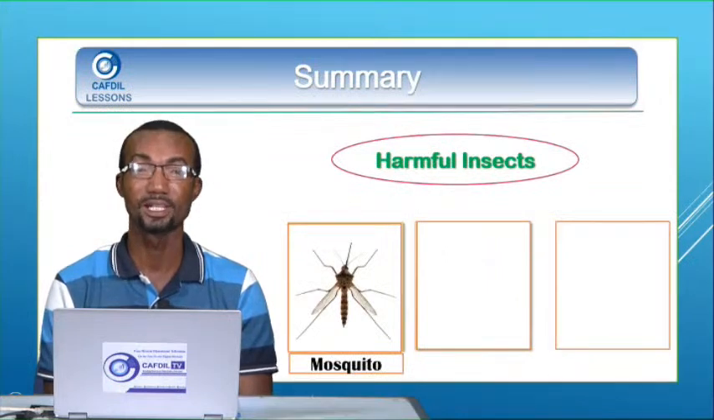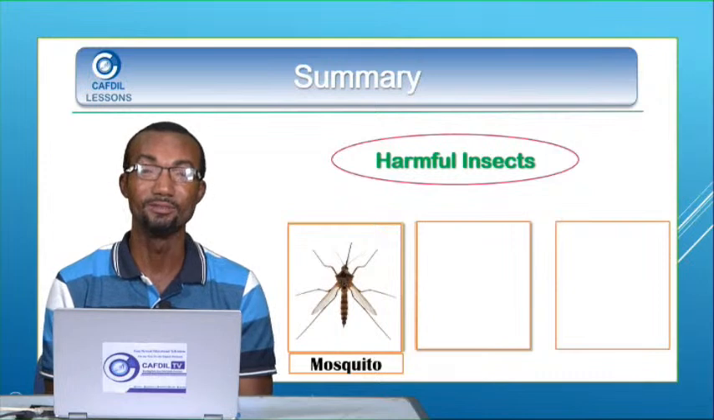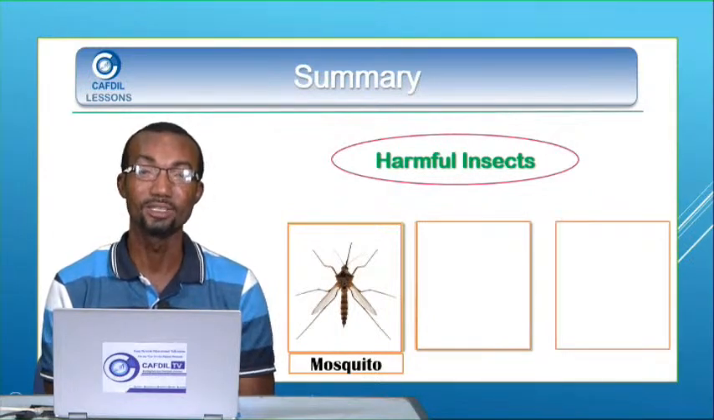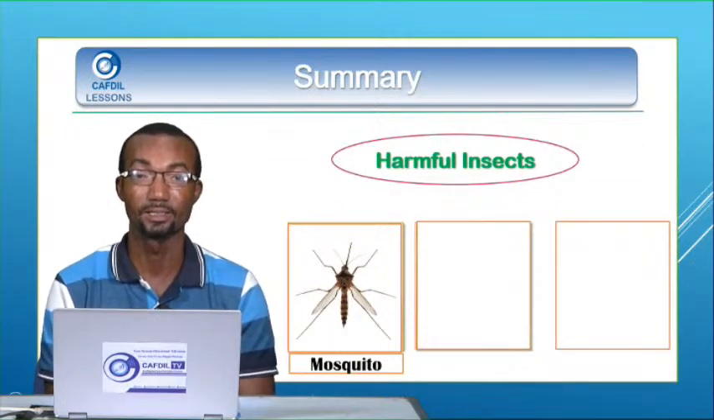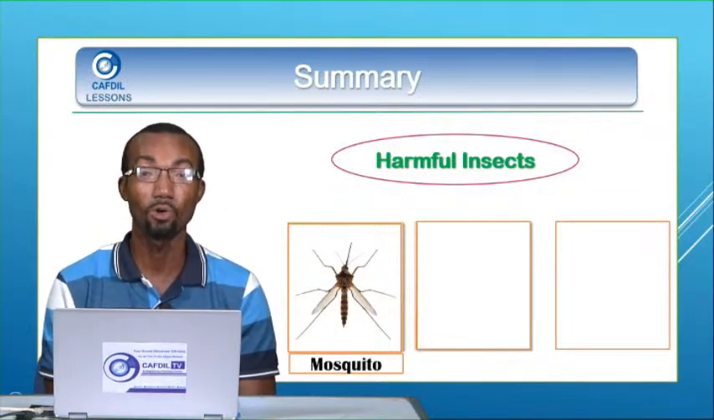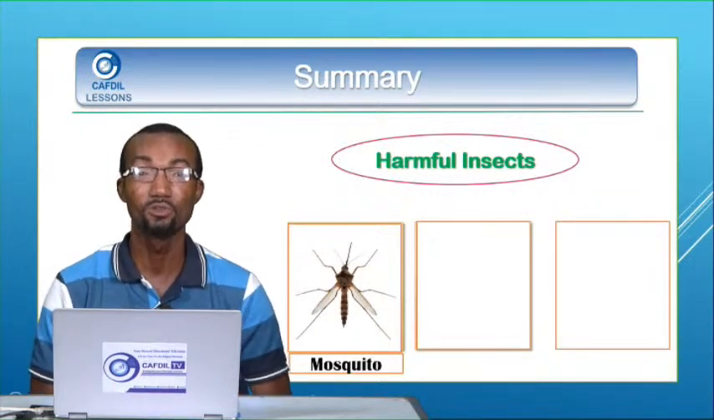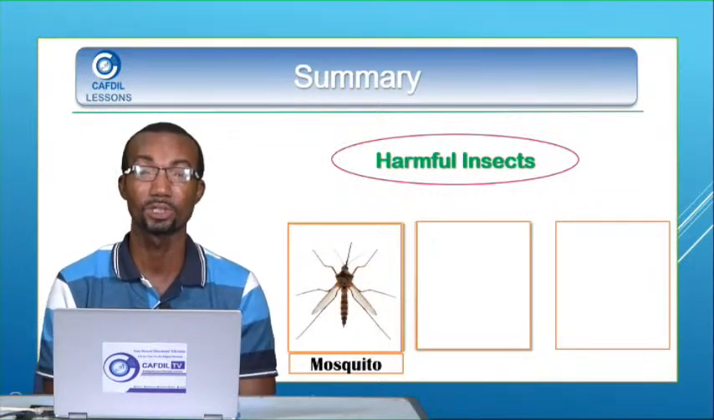And with the harmful insects, we talked about the mosquito that can infect us or give us the disease malaria. And as we said, malaria is one of the deadliest diseases that even in Africa and the world we are fighting against. So if you don't like mosquitoes to disturb you, make sure that you always clean your environment and do away with every stagnant water around your homes.